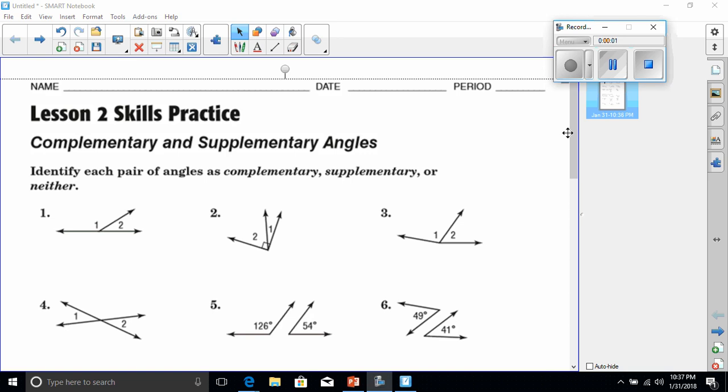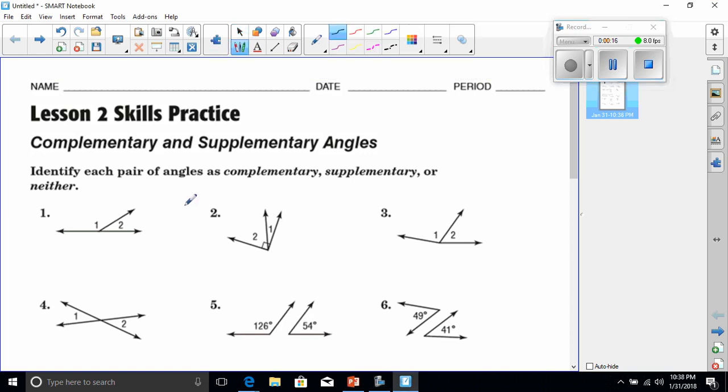All right, guys, today we're going to go ahead and do our activity sheet, complementary and supplementary angles. Identify each pair of angles as complementary, supplementary, or neither. We did this in class quite a bit, so it should be pretty easy for you, but I want you to get some extra practice. So, complementary and supplementary angles.